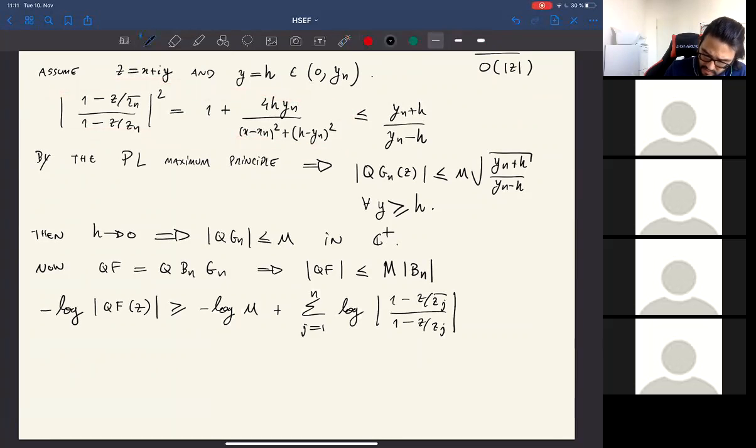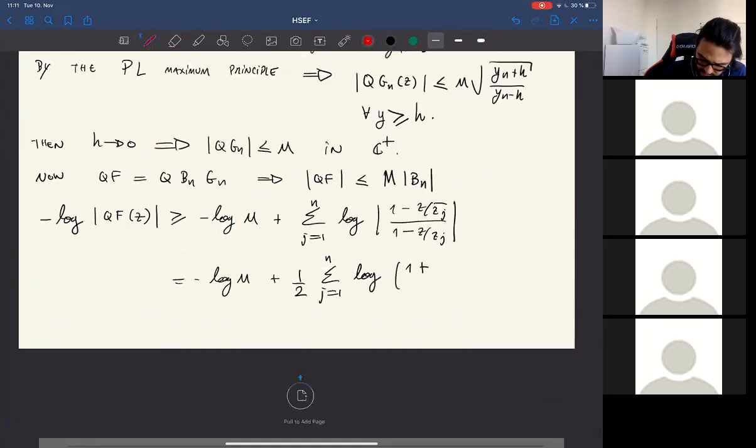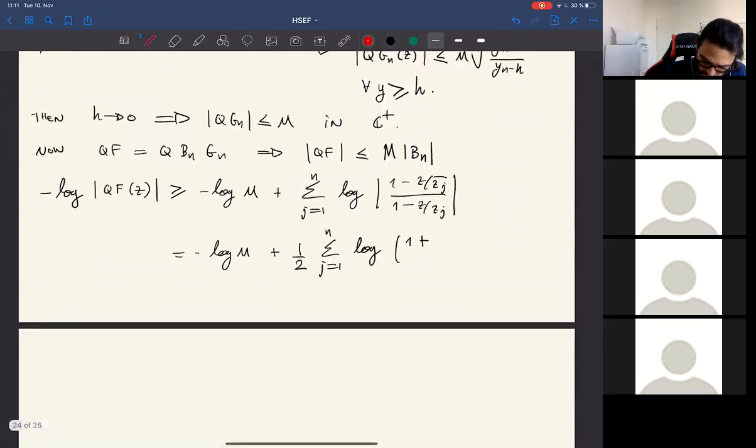Okay, so if I use that, I will have minus log of m plus a half, and then the sum j equals 1 to n of the log of 1 plus, yes, 1 plus, and in here I will make an even better choice. I will put z equals iy. Okay, so x equals 0 in this last identity.